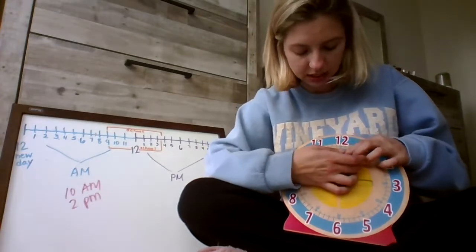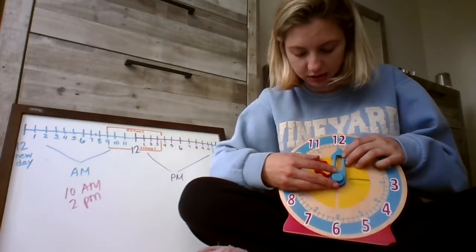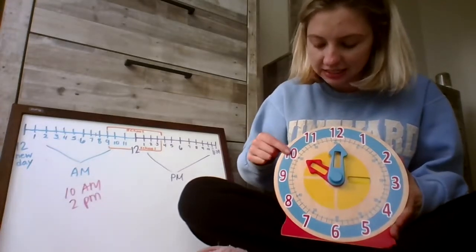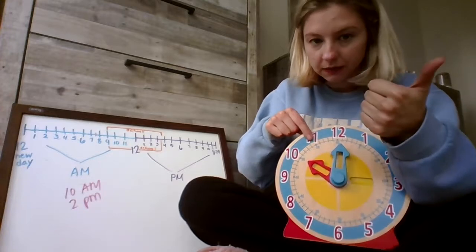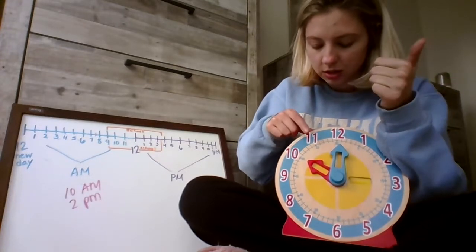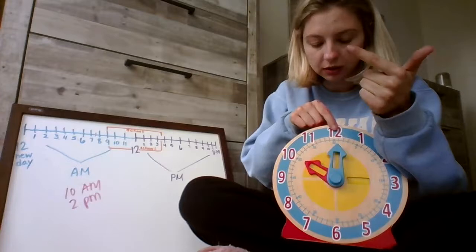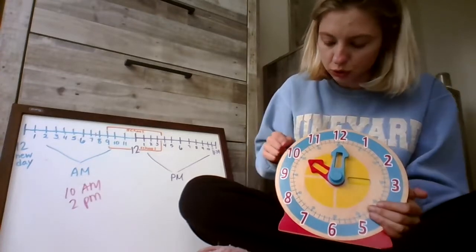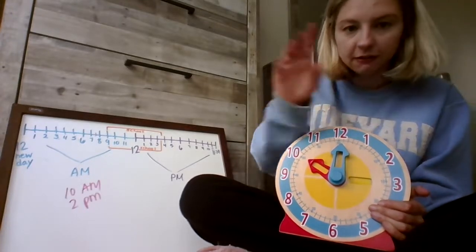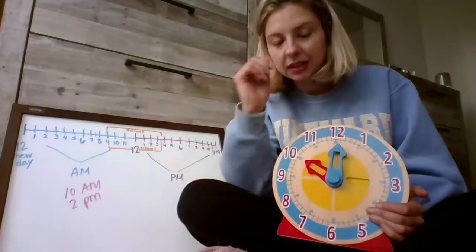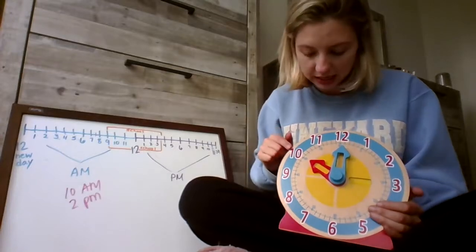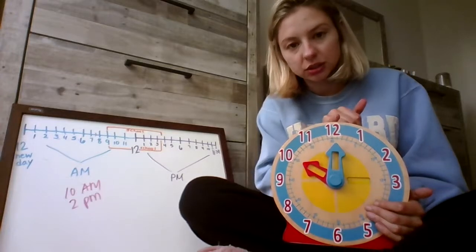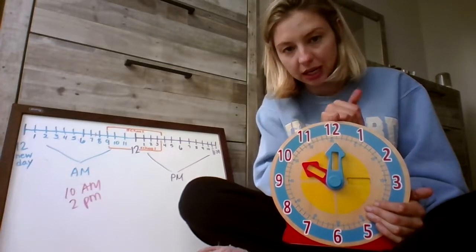So let's see how many hours have gone by. Sorry, that was not good modeling. Let's do that again. Ready? 10 a.m. This is where we're starting. 11 a.m., 12 p.m., 1 p.m., and 2 p.m. So we did 1, 2, 3, 4 hops. That's how many hours would have gone by from 10 a.m. to 2 p.m., because right here is the mark that changes from a.m. to p.m. or p.m. to a.m.